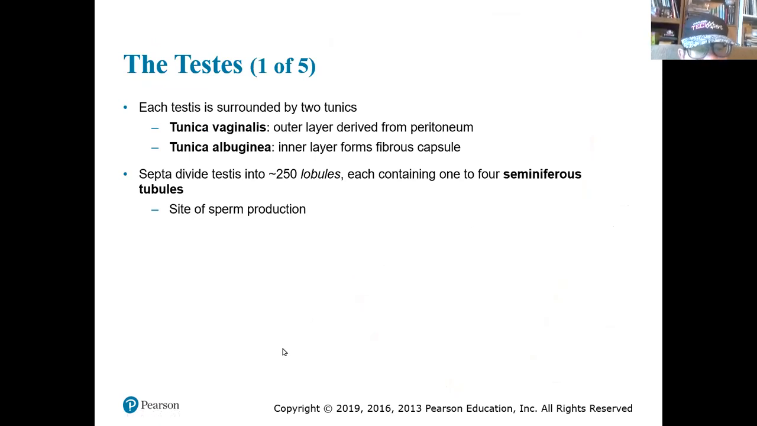So each testis is surrounded by two layers, two tunics. The tunica vaginalis is the outer one, and the tunica albuginea, it says, is the inner one. Inside each testicle, it's divided into little lobules. We could have up to 250 of them, and each one contains 1 to 4 seminiferous tubules. This is the site where sperm are produced.